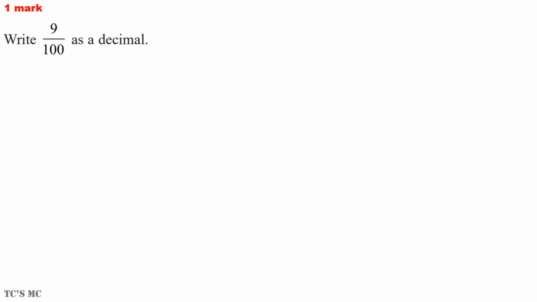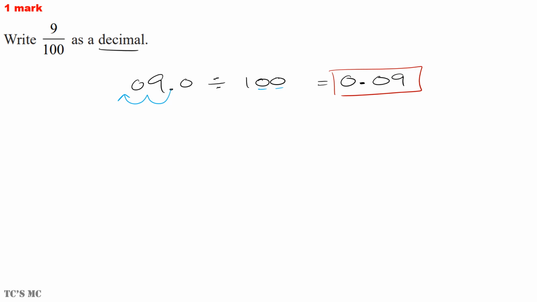Write 9/100 as a decimal. Over 100 means 9 divided by 100. I am going to rewrite that as 09.0. The value is still the same. Because there are 2 zeros, I am going to move the decimal point twice. So now my answer is 0.09, and for 1 mark we only need to write the answer.